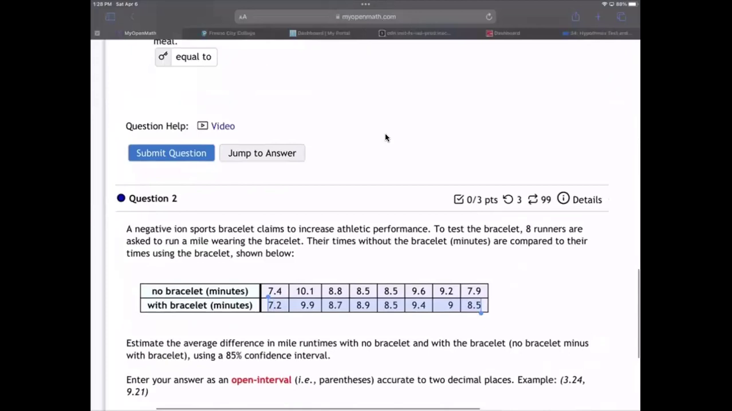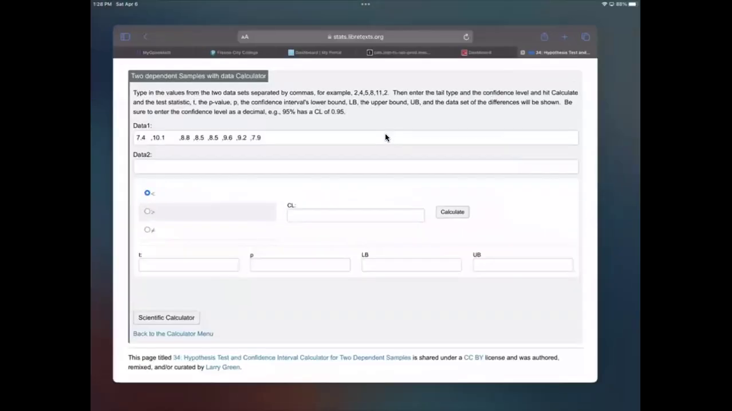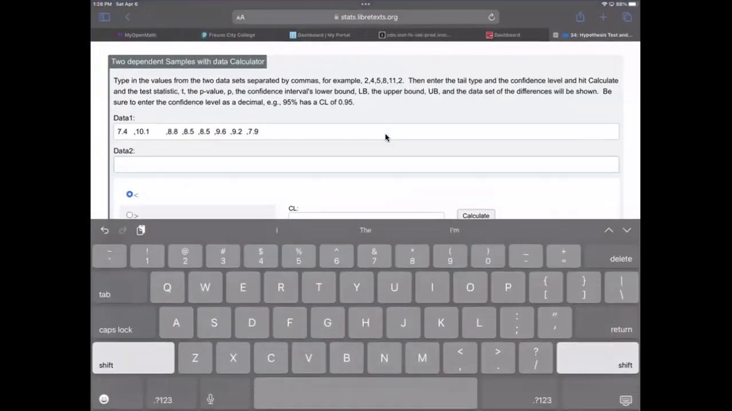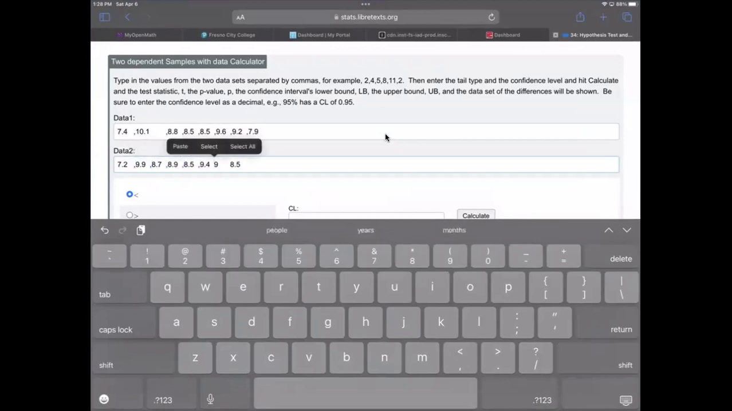Copy the with bracelet. Now let's go back and paste it in there. There we go. And put in those numbers. So we'll put those in there and put commas between them. As you know, you don't need to fix the spacing, but you do got to put commas between those numbers. All right, there we go.